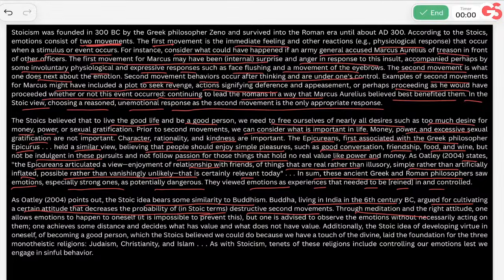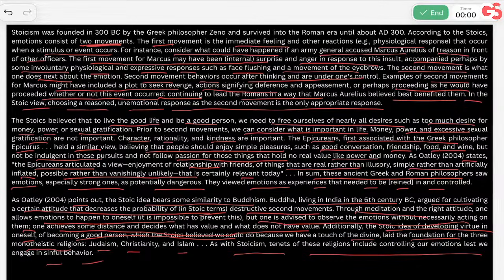Through meditation and right attitude, one allows emotions to happen to oneself. It is possible to prevent this, but one is advised to observe the emotions without necessarily acting on them. One achieves some distance and decides what has value, what does not have value. Additionally, the Stoic idea of developing virtue in oneself, of becoming a good person, which the Stoics believed we could do only because we touch the divine, laid the foundation for the three monotheistic religions, Judaism, Christianity, and Islam. As in Stoicism, tenets of these religions include controlling our emotions lest we engage in sinful behavior. All right.